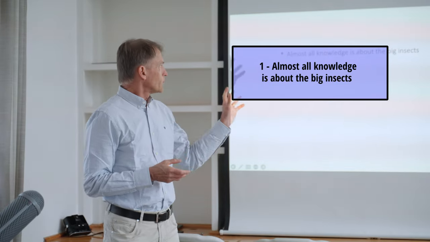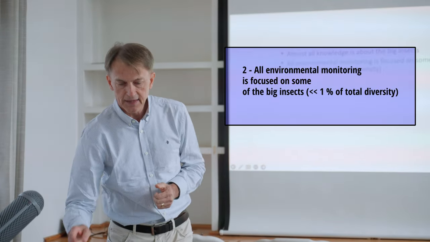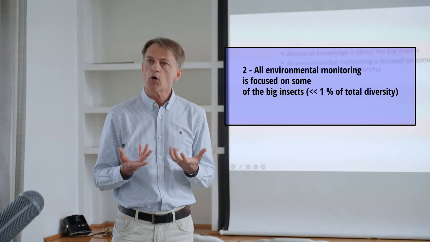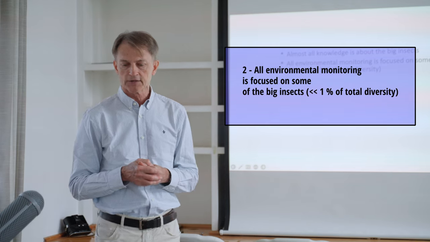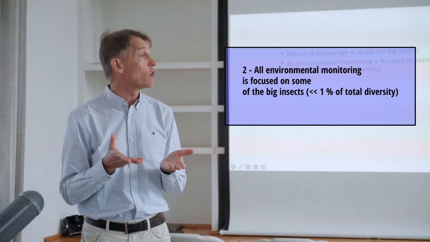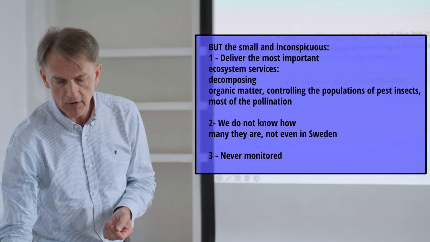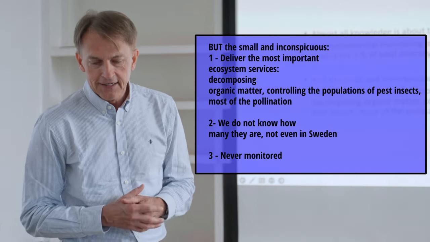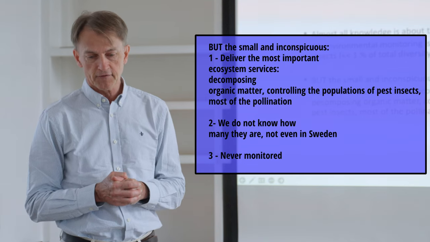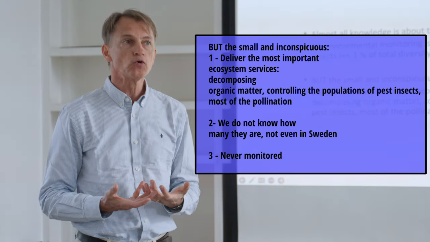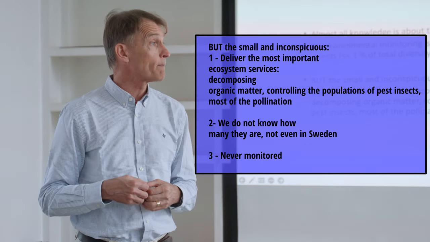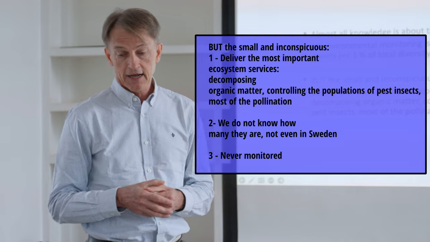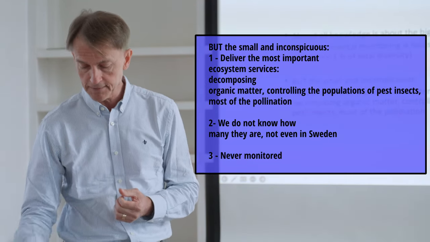Okay, so why is it important to know all of these species, and particularly in the poorly known groups? Almost all the knowledge we have is about the big insects. Virtually all environmental monitoring we do today is focused on these big insects, and actually only on a small fraction of the species that belong to those groups. But the small and inconspicuous insects deliver the most important ecosystem services, things like decomposing organic matter, controlling the population of pest species, and actually they do a lot of the pollination work as well.